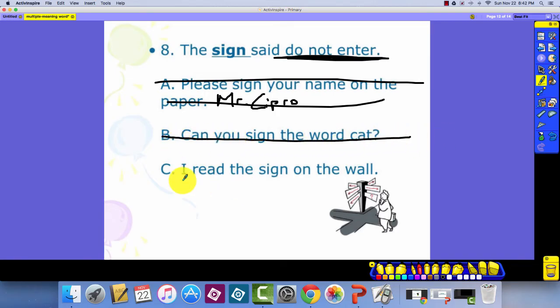I read this sign on the wall. Yeah. So a sign on the wall, if you're reading a sign on the wall, it's kind of like a signal on the wall. It's telling you to do something or it's giving you some sort of information of some kind. And that's the same way that was used in question 8. The sign said, do not enter.